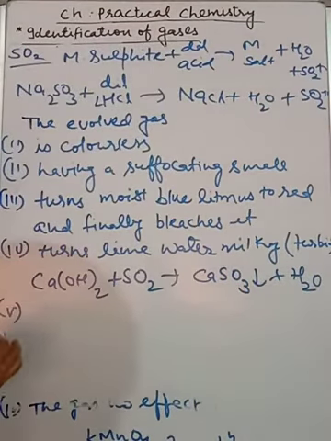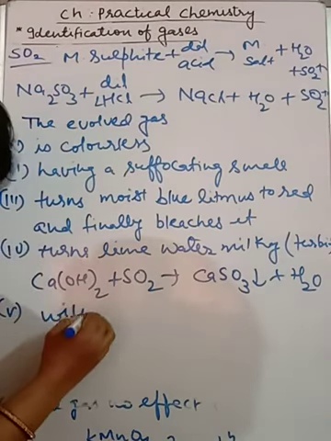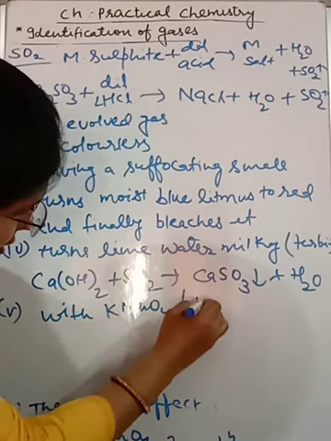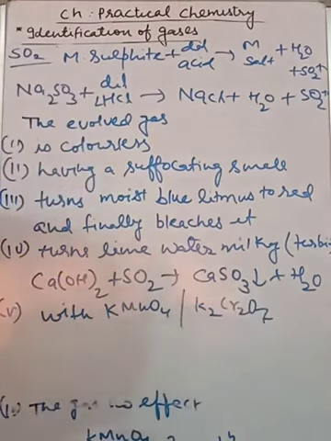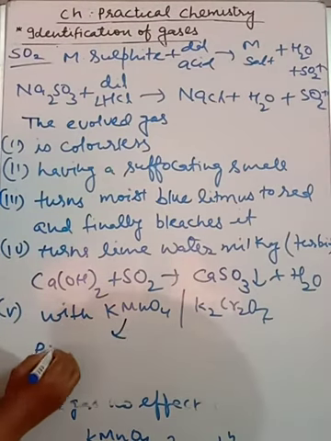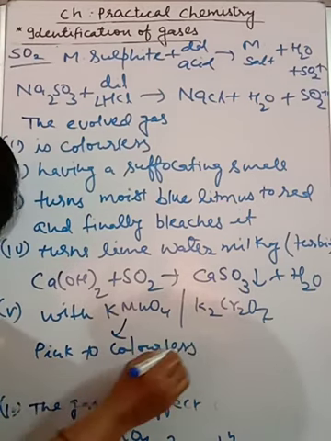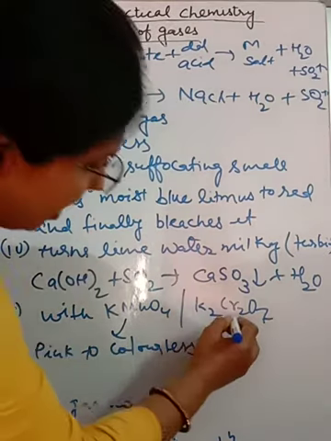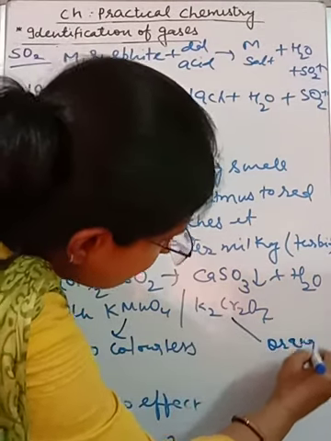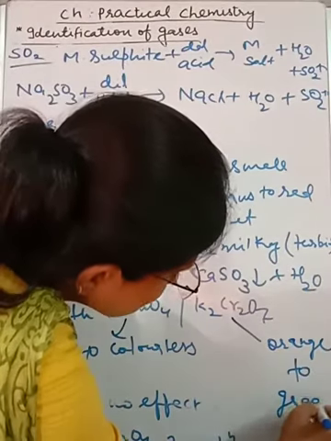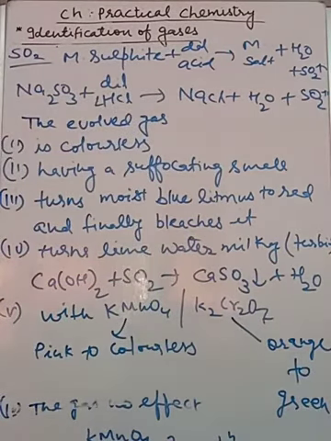And the last point, most important, with KMnO4 or K2Cr2O7. Regarding this, we will discuss in detail in the next video. Just now I am telling you, CO2 has no effect, but SO2 has an effect, because KMnO4 is of pink color, and when SO2 is passed through, it changes from pink to colorless. And K2Cr2O7 is originally of orange color, so it changes from orange to green when SO2 passes through these two solutions. We will discuss in detail in the next video. Okay, children.